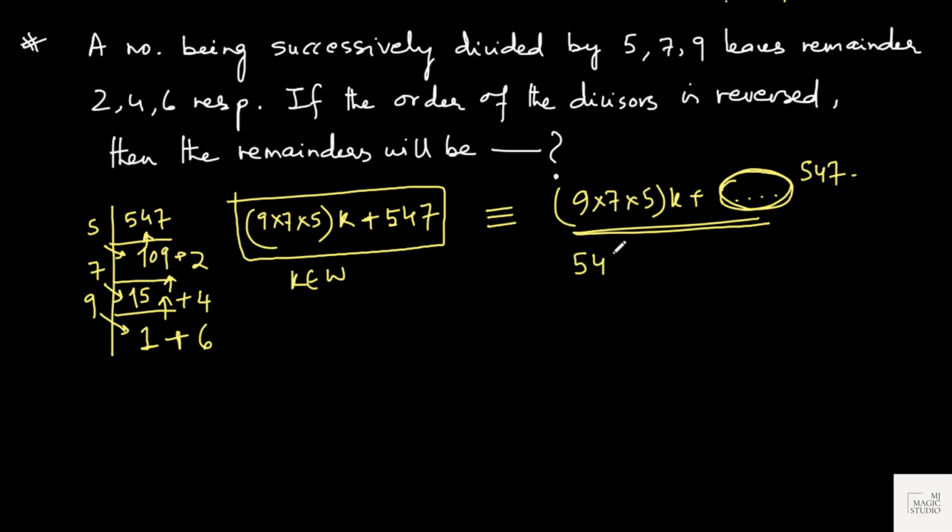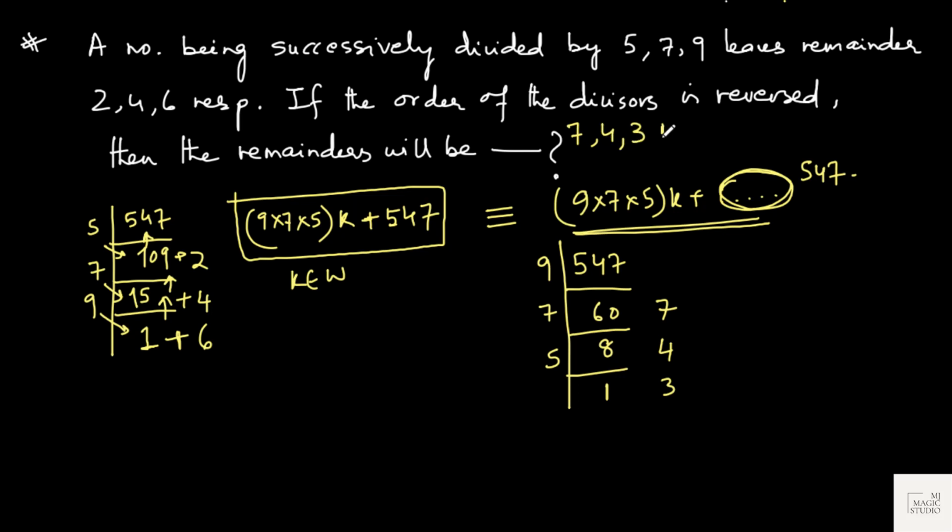Bingo. We are just supposed to divide 547 by 9 first, then 7, and then 5, and we need to find the remainders. 547 divided by 9, 6 times 9 is 54, remainder would be 7. 7 divided by 7 is 1, remainder 0... then 8 divided by 5 will go 1 time, remainder is 3. So the answer to the question would be, if the order of the divisors is reversed, then the remainders would be 7, 4, 3 respectively.